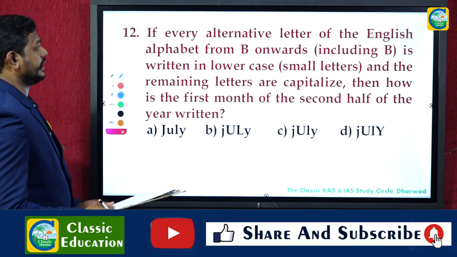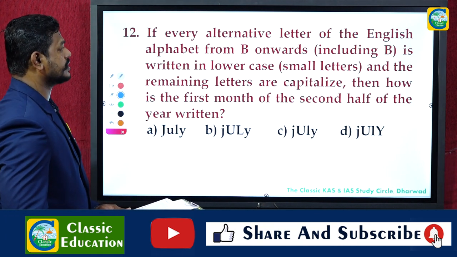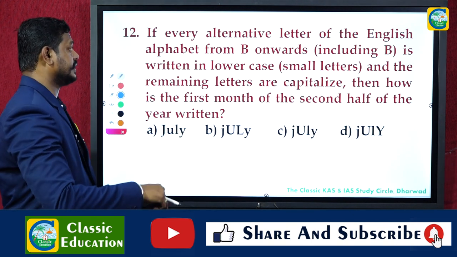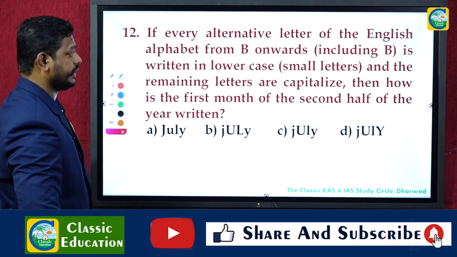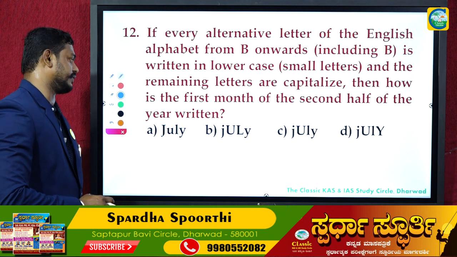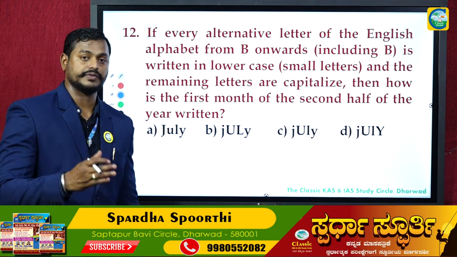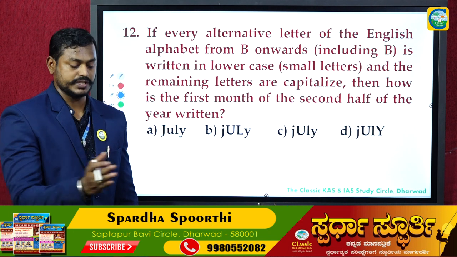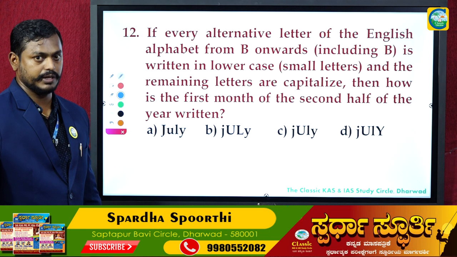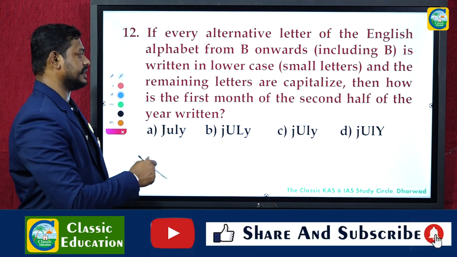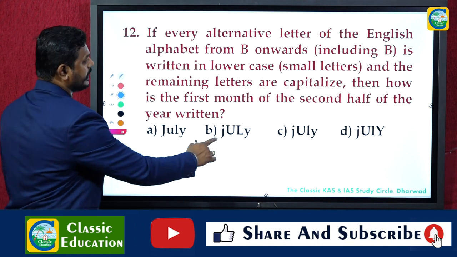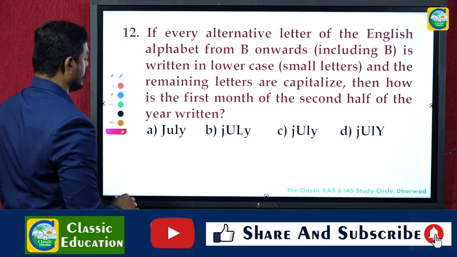If every alternate letter of the English alphabet from B onwards, including B, is written in lower case small letters and the remaining letters are capitalized, then how is the first month of the second half of the year written? The first half is January to June, and the second half is July to December. So the first month of the second half is July, but it should be in the particular order they have said. Let me check here.